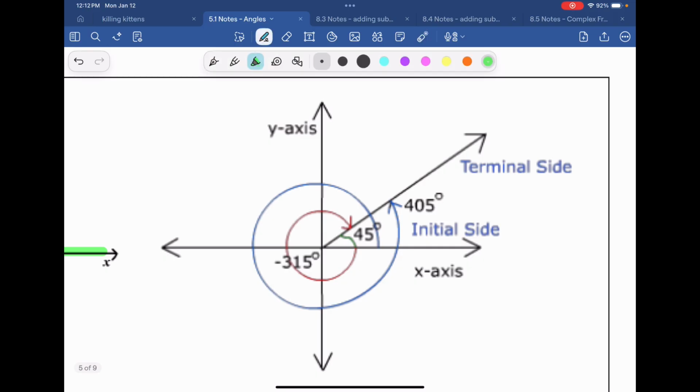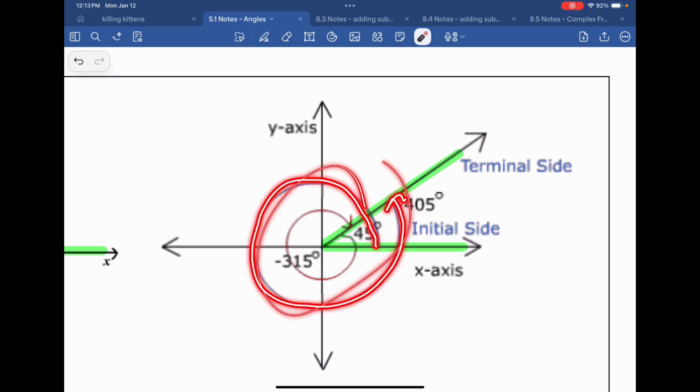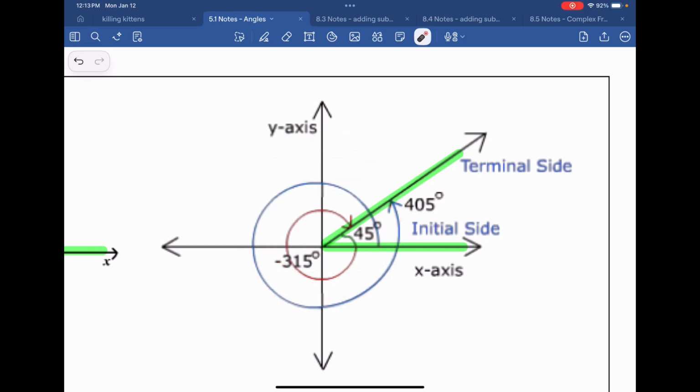Same thing's happening on this one. You have your initial side and your terminal. So we're little bitty, 45 degrees, going counterclockwise. You've got your negative 315 going clockwise. You can also do going around more than once. Now you can keep going around and around all you want. But they all have the same start and stop.